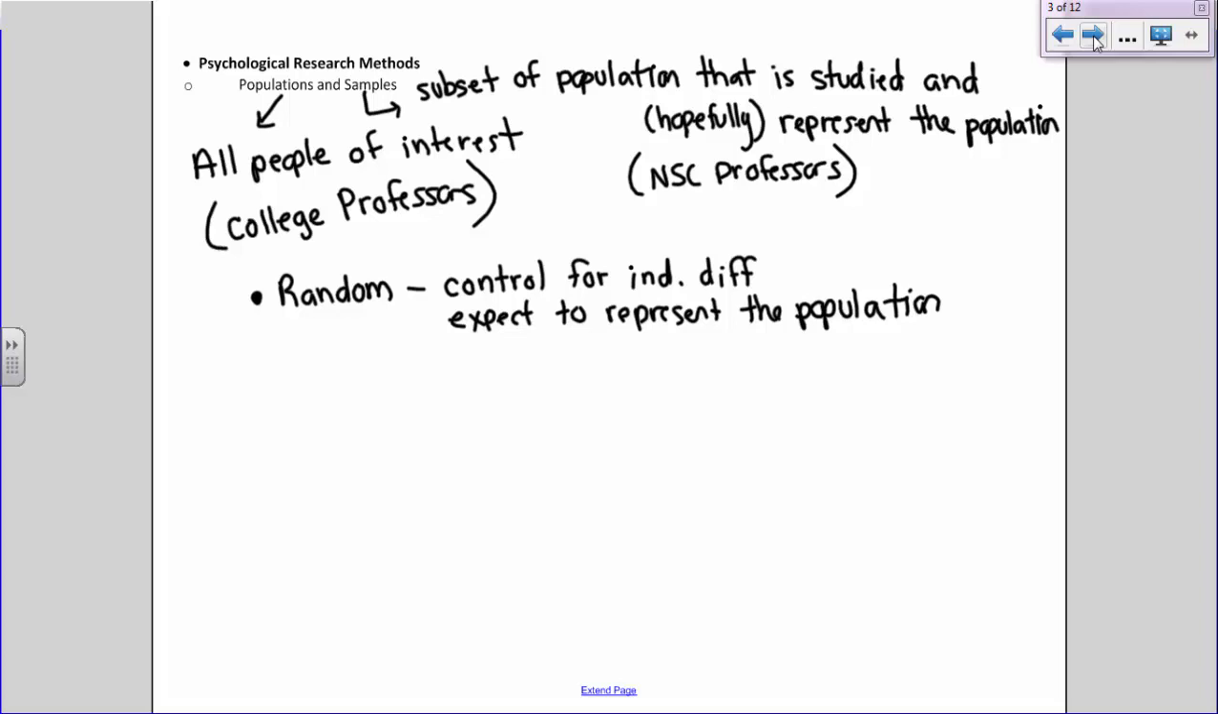Not very, right? It's not a random sample. It's a very specific sample. So we're not going to probably be controlling for those individual differences. We don't necessarily expect NSC professors to represent all college professors because NSC is so unique and amazing and fantastic.